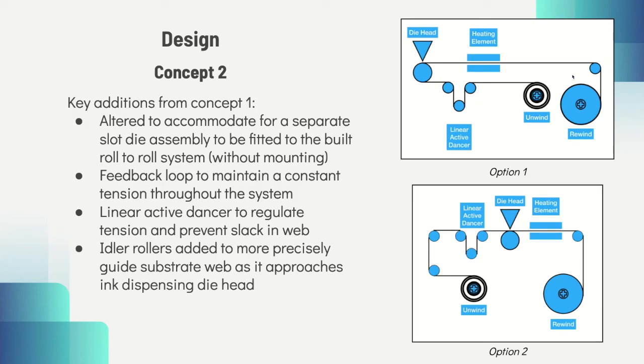A linear active dancer was a mechanical feature that we thought to include to further ensure that the web was taut. The active dancer would use a spring or air cylinder to move a roller along a vertical axis to either lessen or increase actual tension. More idler rollers were also added to the rest of the design as a method of more precisely guiding the web as it approached the ink dispensing die head.